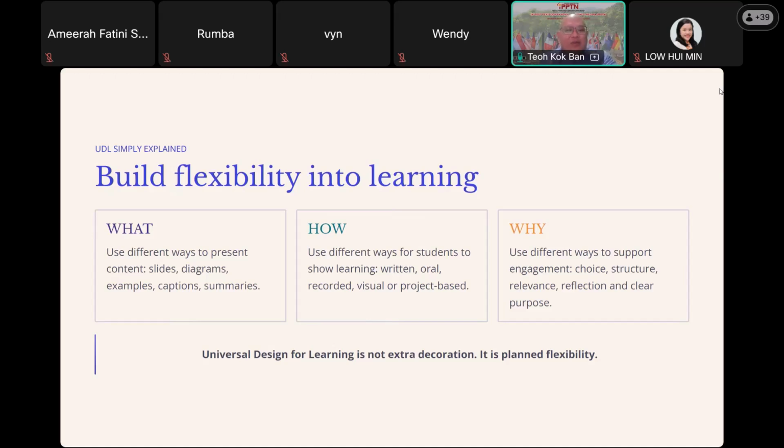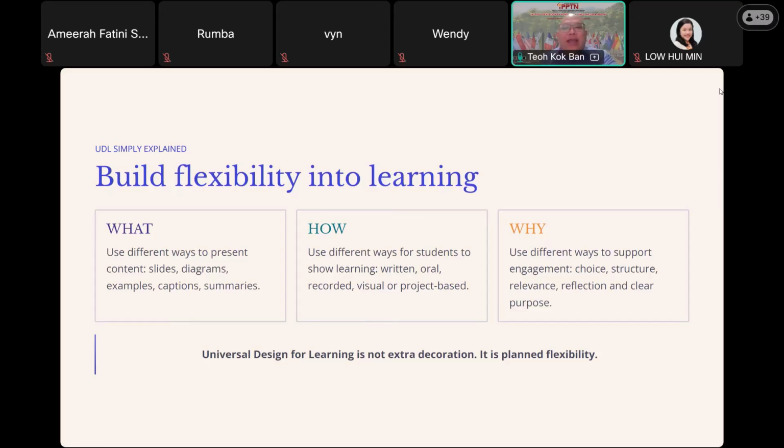Second, how. How can students show us what they have learned? Does it always have to be one single format, depending on the learning outcome? Could students sometimes demonstrate learning through written work, or through oral explanations, recorded presentations, visual work, or a project? So that is method. And third is why.